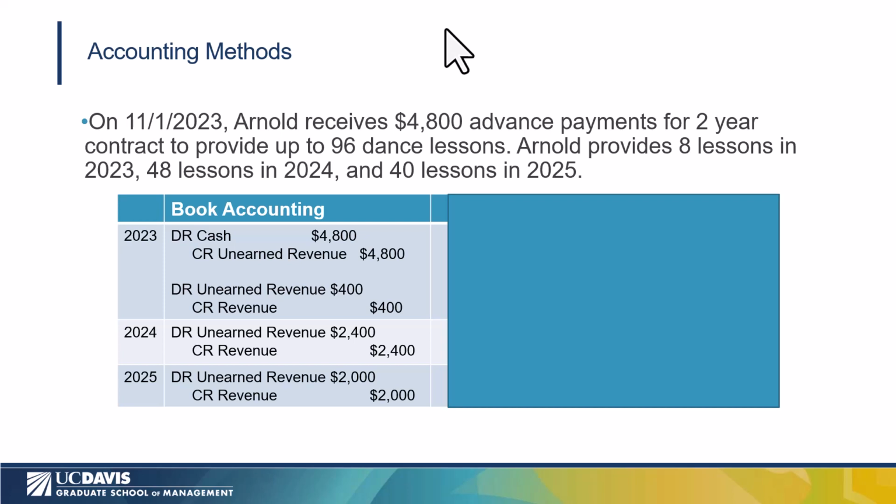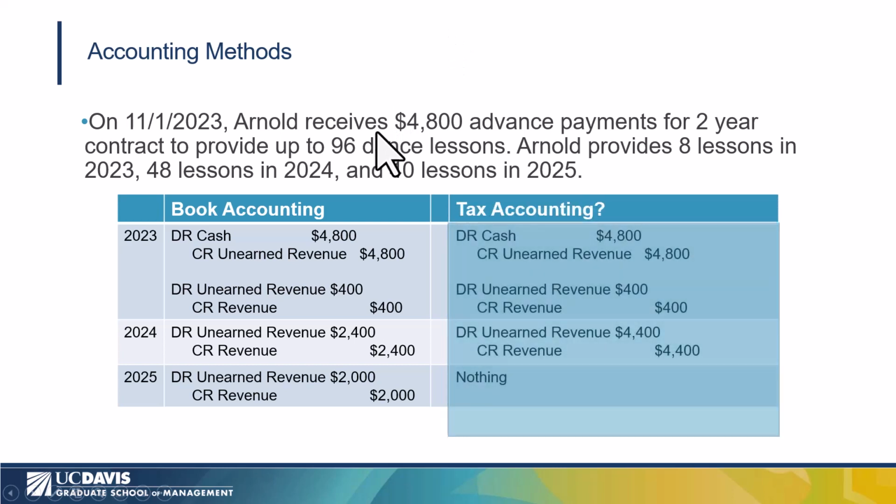But then when it comes to year 2, I know I'm going to have to recognize 2,400, but I'm actually going to have to recognize all of the remaining deferral for tax purposes. So that means all of it would be recognized, all 4,400 that's remaining for tax purposes, leaving nothing left for 2025. All right, that is some good stuff.